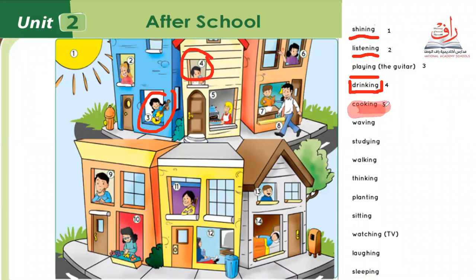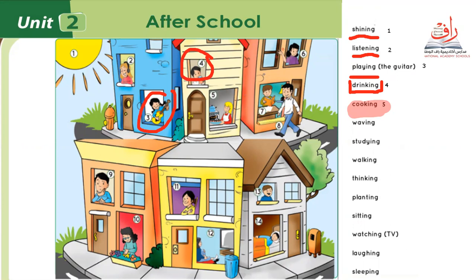Cooking, good job. Let's make a highlight again. Okay, good job. Let's read them again loudly. Number one, shining, the sun is shining. Number two, listening. Number three, playing the guitar. Number four, drinking. Number five, cooking.